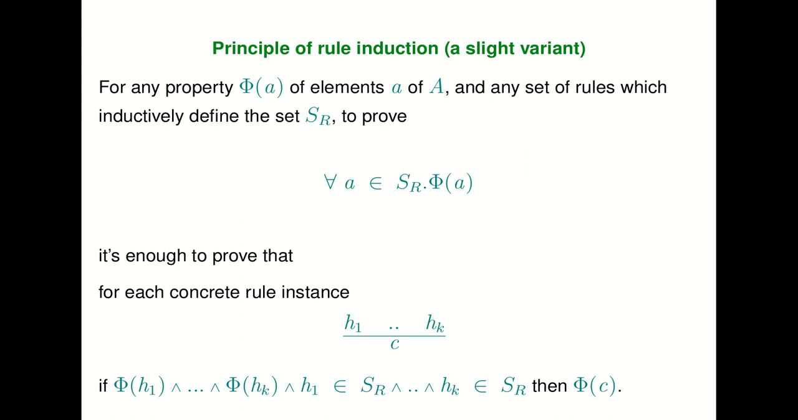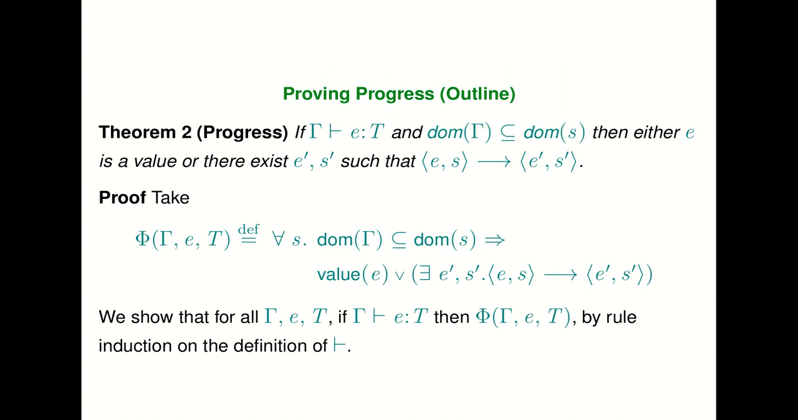So the principle of rule induction is now saying, okay, if you have a set of terms defined by a set of rules, and you have some member of that set, then you can show a property holds about that member by assuming it holds for all the premises and showing it holds for the conclusion for each possible concrete rule instance. And so now, when we prove progress, we assume e has the type T under gamma, and the domain of the type environment is a subset of the runtime store S, then either e is a value or it takes a step. And in this proof, we're going to take our property phi of gamma, e, T as this property which says, okay, for any store S, if the domain of the type environment is smaller than the runtime store domain, it's either a value or it takes a transition.